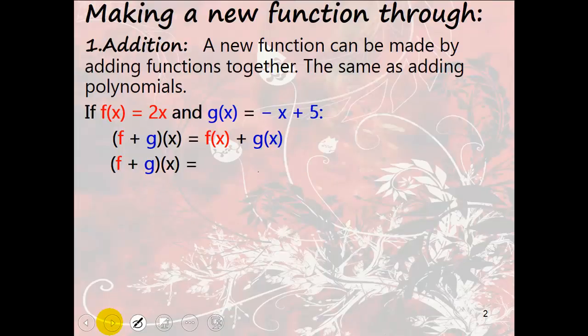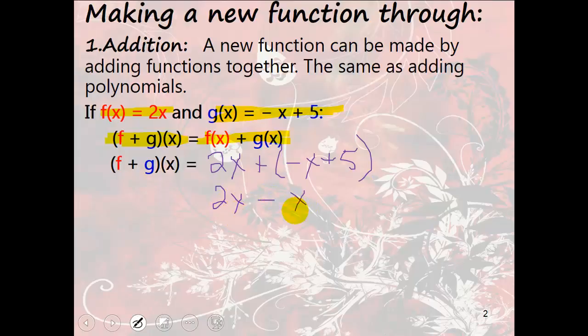If I am given f of x equals 2x and g of x equals negative x plus 5, then to find the sum function, all I do is add those two functions together. That's it. My f of x is 2x, my g of x is negative x plus 5, so I get 2x minus x plus 5, and that gives me x plus 5. That is what f plus g of x equals. I just added it together.